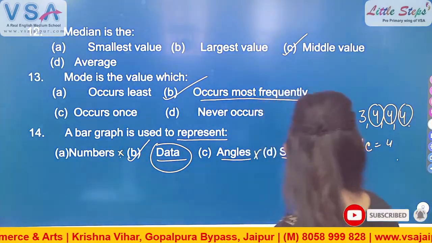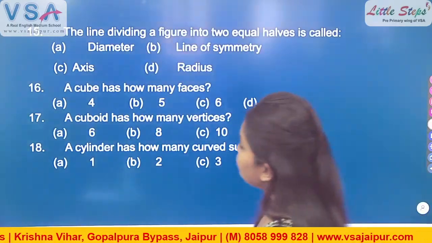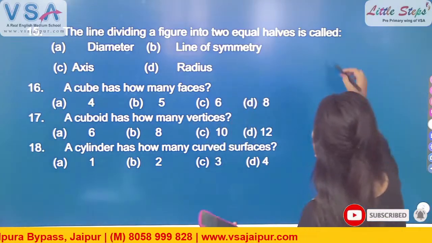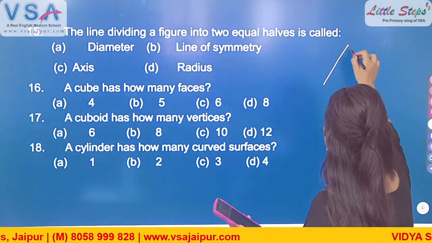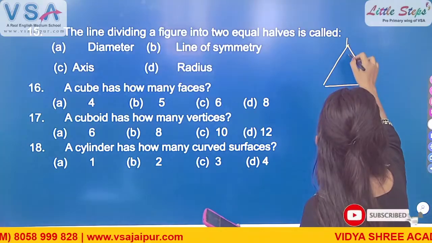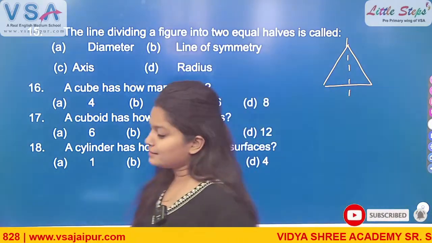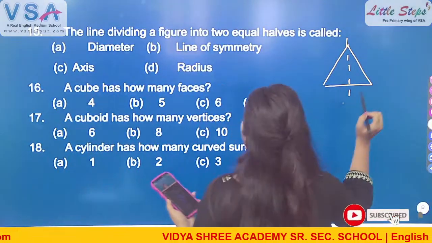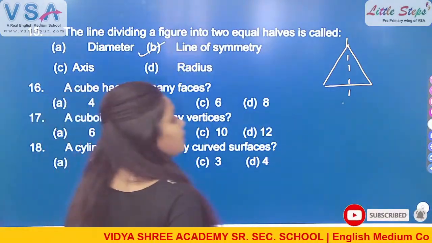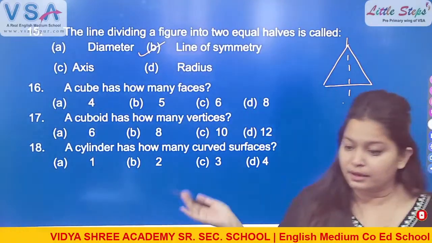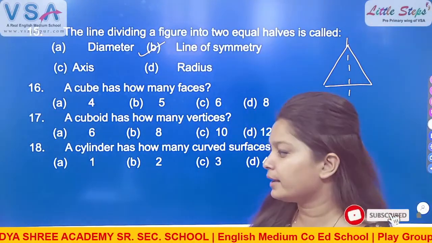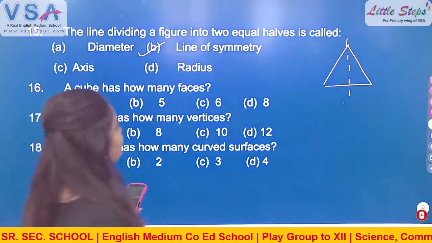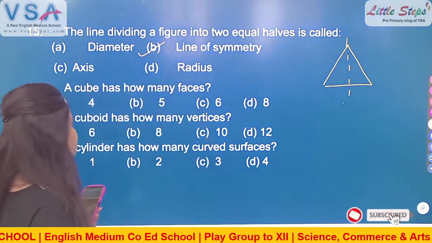Yes. Next MCQ we have the line dividing a figure into two equal half is called, as you all know, that this is the line we will use to divide a figure, and that line supposed to be known as line of symmetry. This is option number B, that किसी भी figure को हम दो part में divide करेंगे and that part is supposed to be equal. Equal part में divide होगा, उस line को हम हमेशा बोलते हैं line of symmetry.